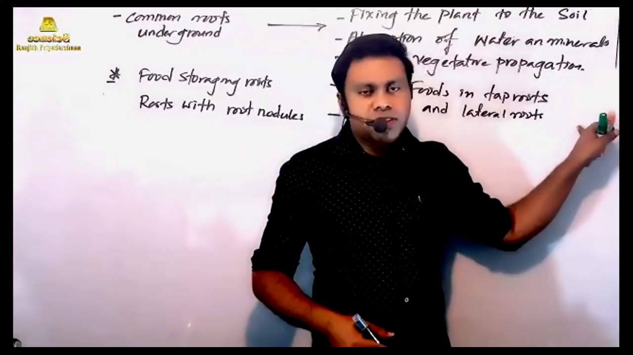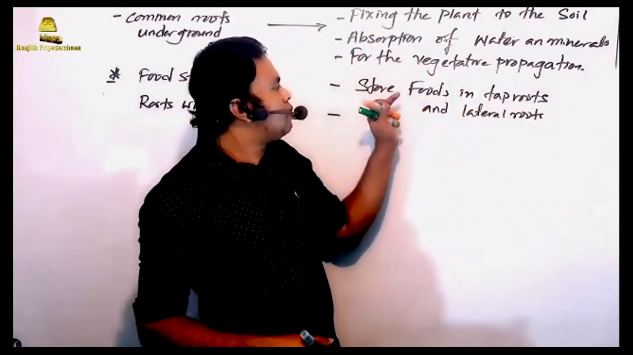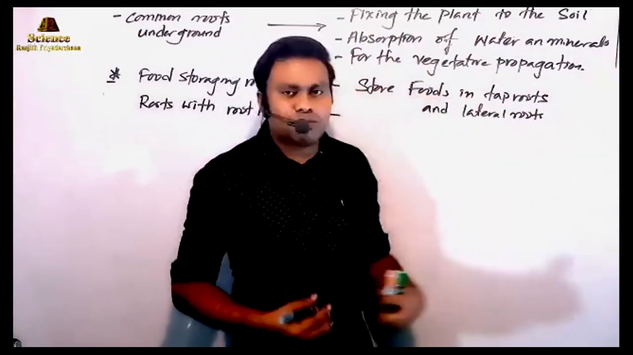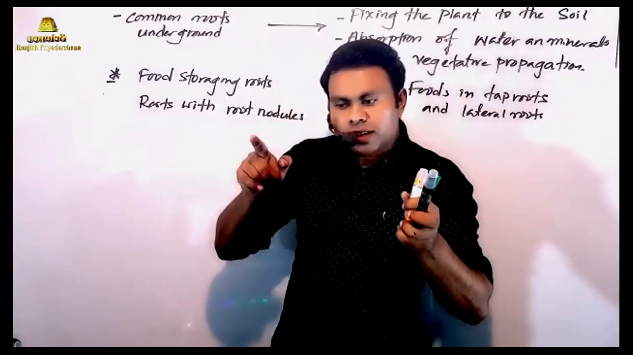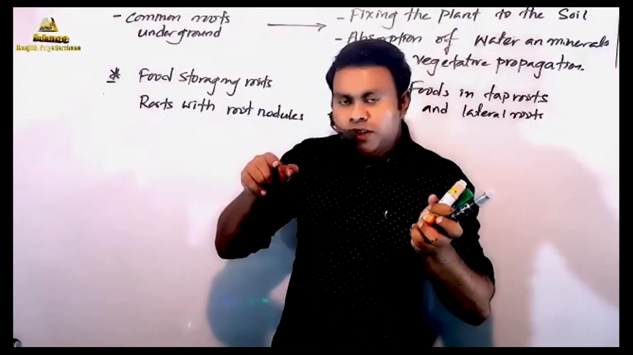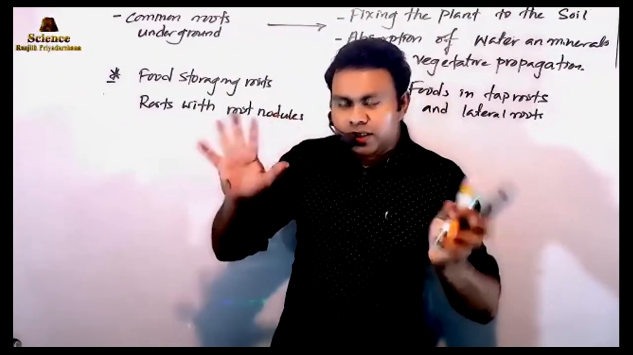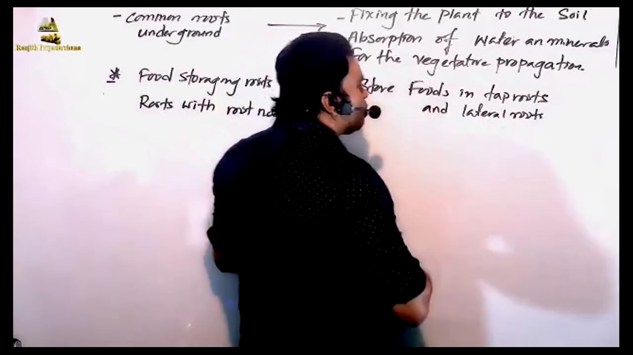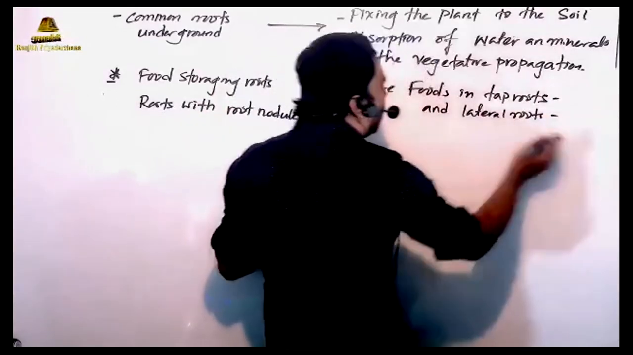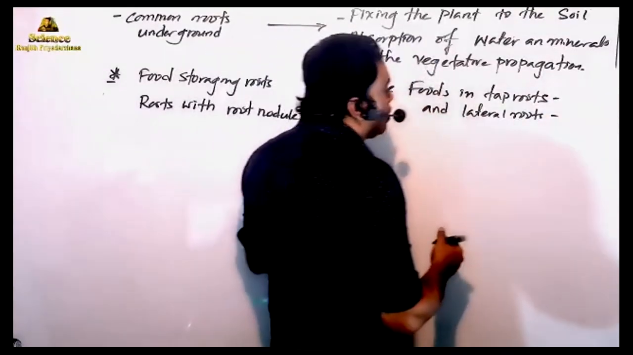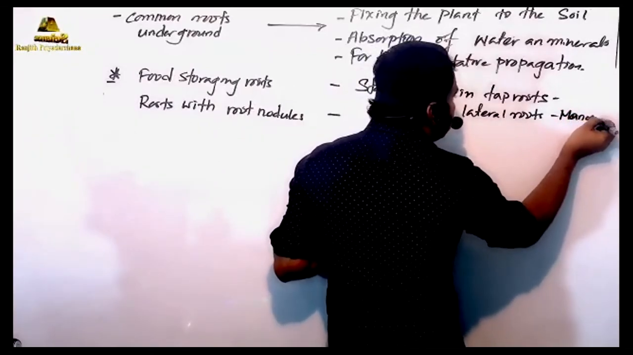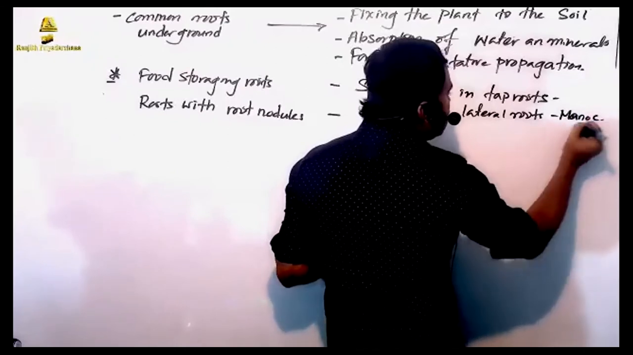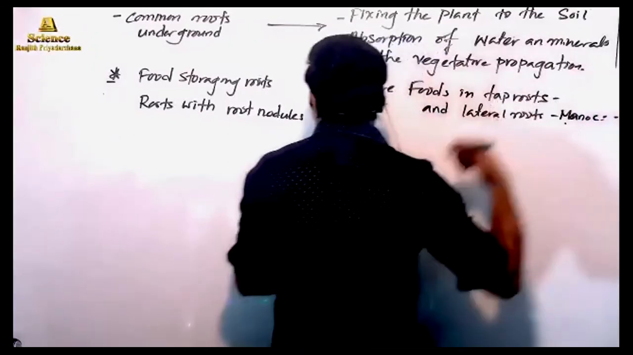What are the examples for storing foods in taproots? Carrot, beetroot, radish. Good. What are the examples for storing foods in lateral roots? Manioc and sweet potato. So you can write these examples.